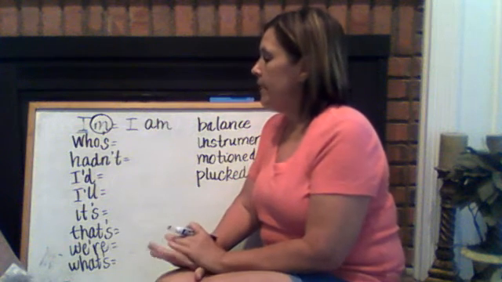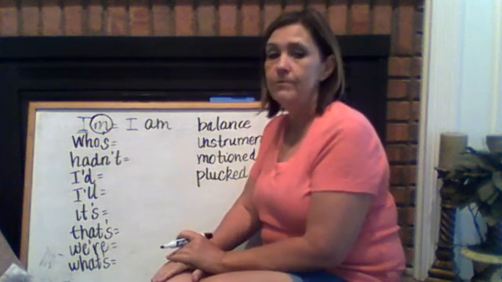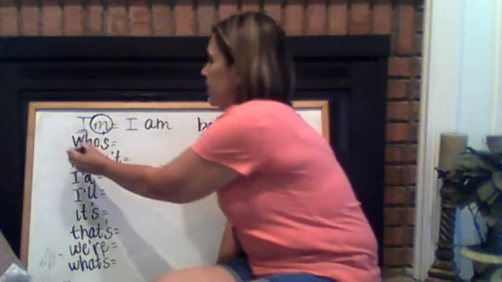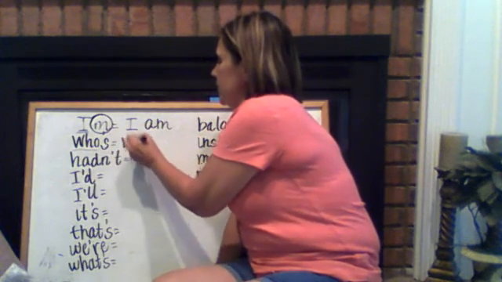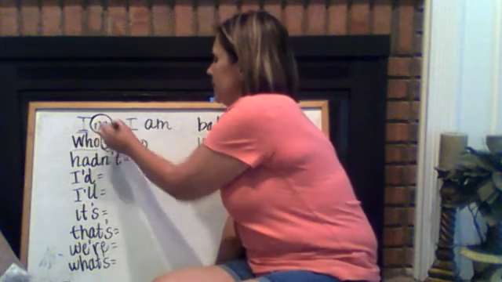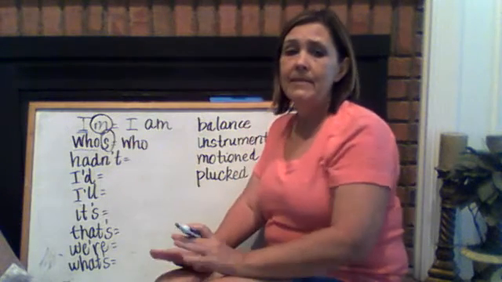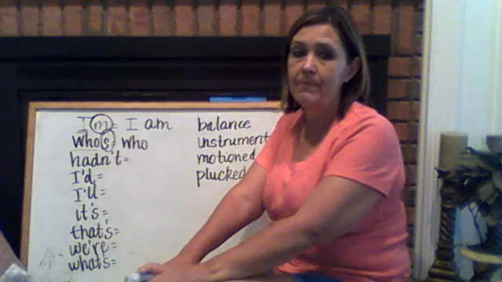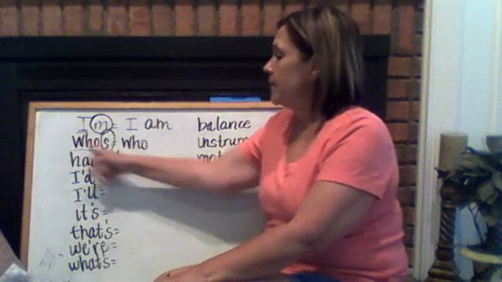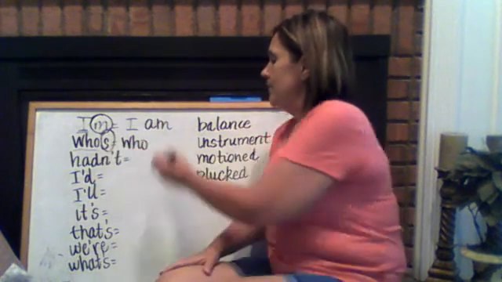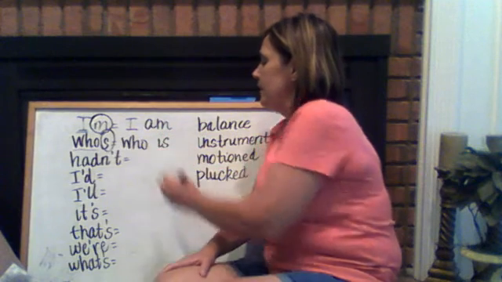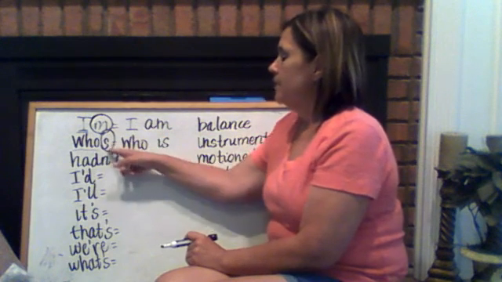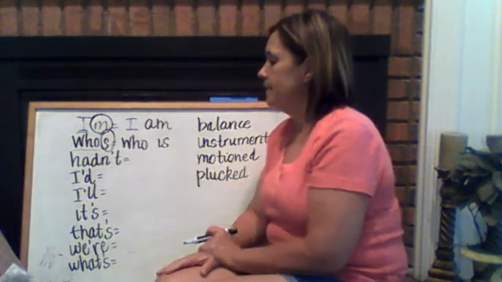Whose. What base word do you see in whose? Well, I see the word who. So my base word is who, and that leaves apostrophe S. Now, apostrophe S has a couple of jobs. Sometimes it shows possession. It shows that something belongs to someone. But in a contraction, the apostrophe S comes from the word is. Whose means the same thing as who is.